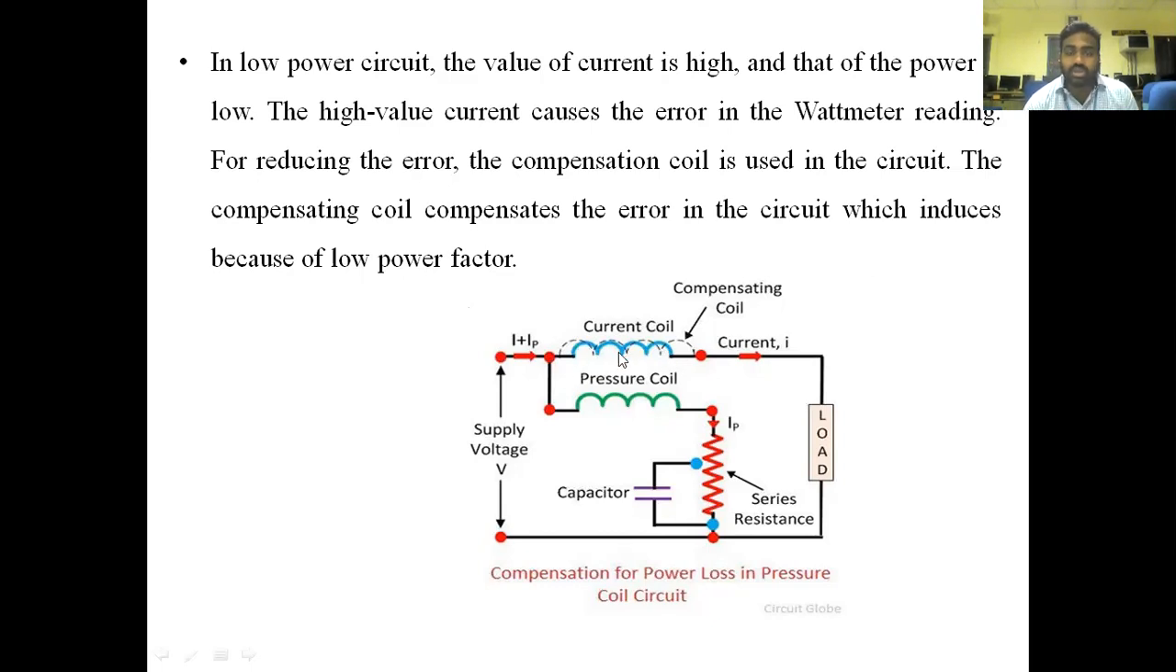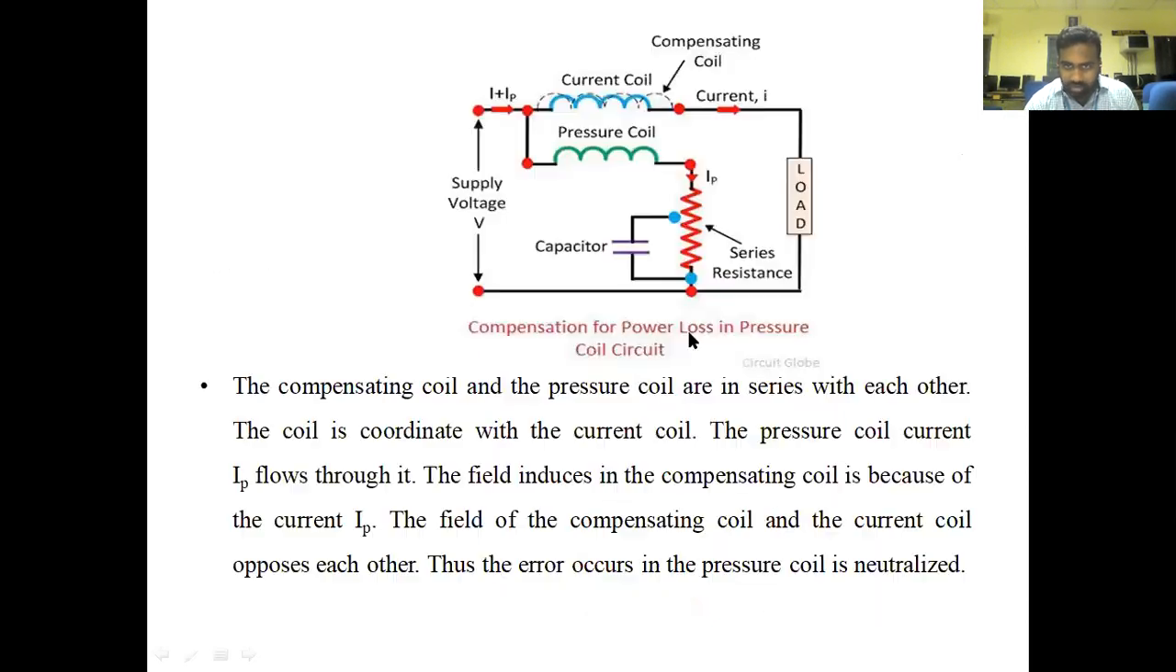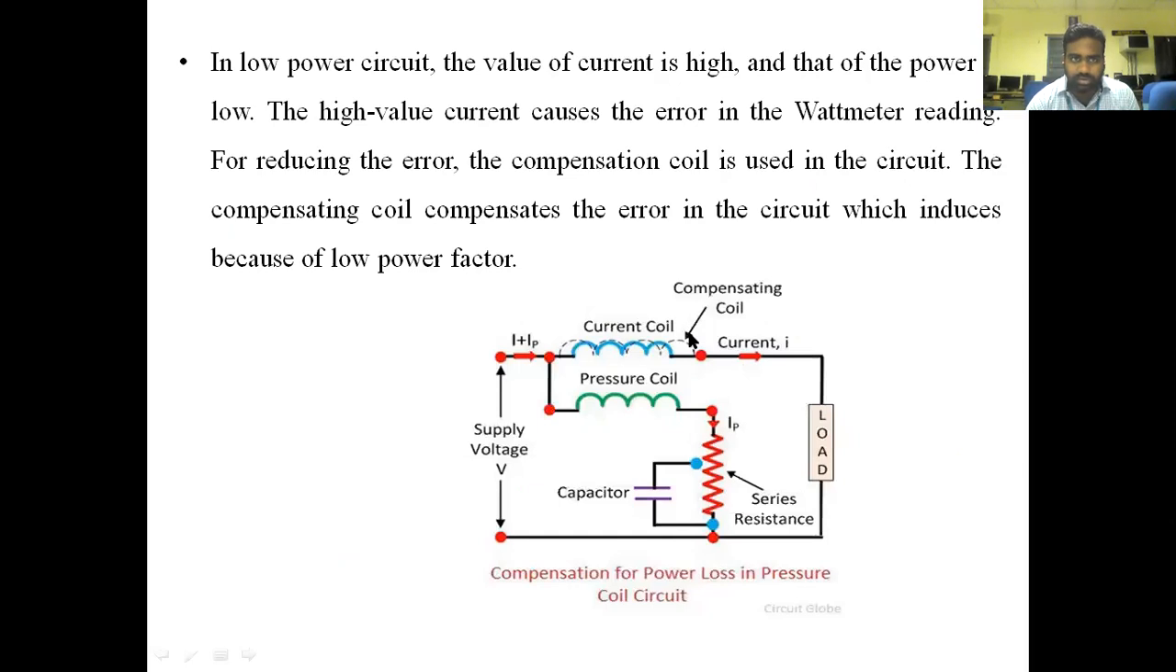This compensating coil is connected next to the current coil. See, there is a dotted compensating coil I am connecting here. The dotted compensating coil, which is connected next to the current coil, will reduce the current flowing in the current coil, and that eliminates the error because of the low power factor. That means our application is at low power factor. Okay, but the current is high.